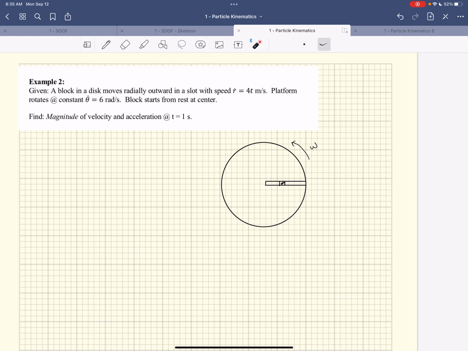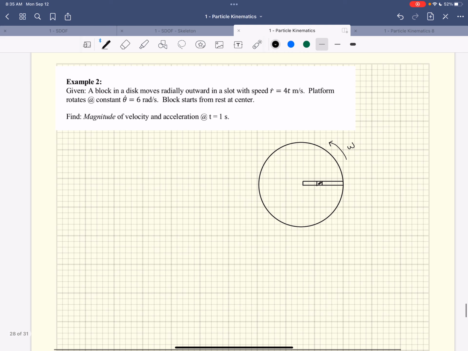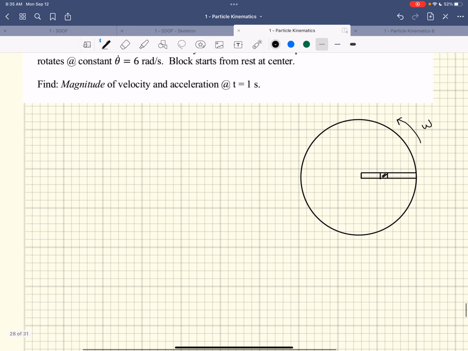It moves radially outward in a slot with a speed of r dot equal to 4t meters per second. The platform rotates at a constant theta dot equal to 6 radians per second. The block starts from rest at the center. Find the magnitude of velocity and acceleration at t equals 1 second. So there's a few things to do here. All right, so start out with velocity.